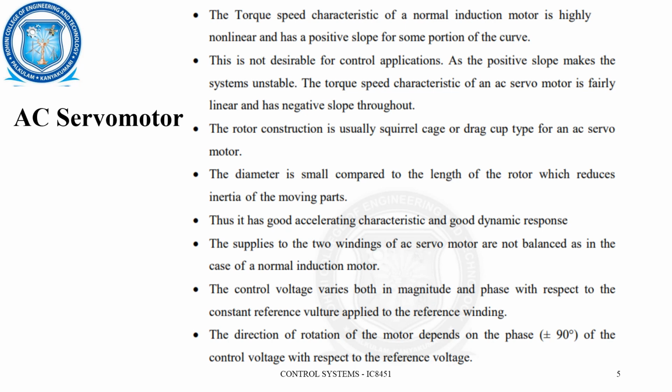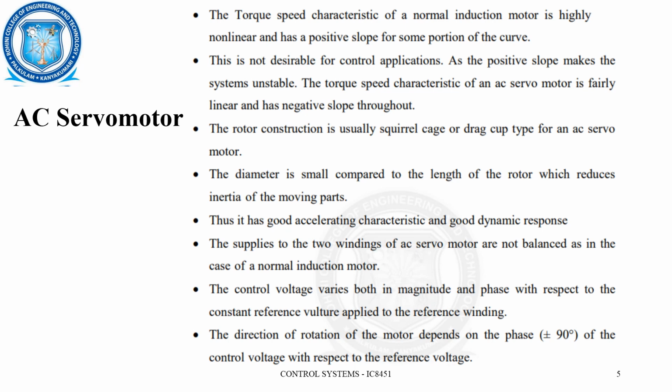The rotor construction is normally squirrel cage or drag cup type for the AC servo motor. Here the diameter is small when compared to the length of the rotor, and this will reduce the inertia of the moving parts. So the acceleration characteristic will be very good, and finally the dynamic response will also be very good. The supplies here of the two windings are not balanced as in case of the normal induction motor.